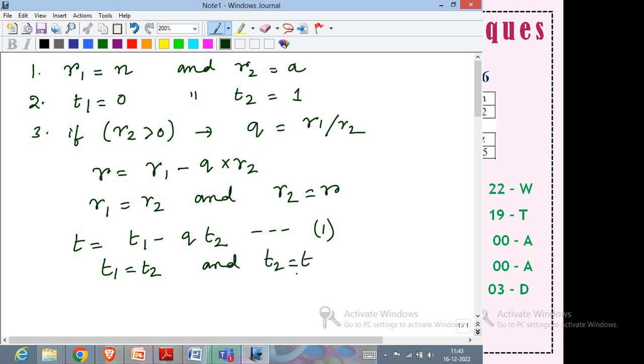And finally, where will you stop the program? If R1 is equal to 1, then A inverse, indicating the multiplicative inverse, will be considered as T1. So whatever the T1 variable is holding at that point should be considered as the multiplicative inverse. Please let me know if you have written down all the steps.